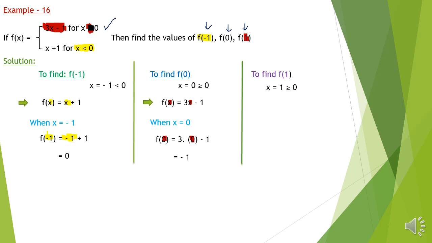Because this is where x is greater than 0. x is equal to 1 means it is greater than 0, and for greater than 0, our function is 3x minus 1. So in 3x minus 1, 1 will replace x, and the value will be 2. In this way, we found the value of f(-1), f(0), and f(1) also.